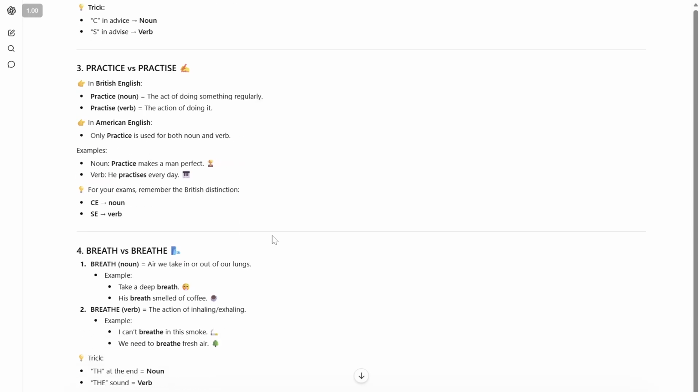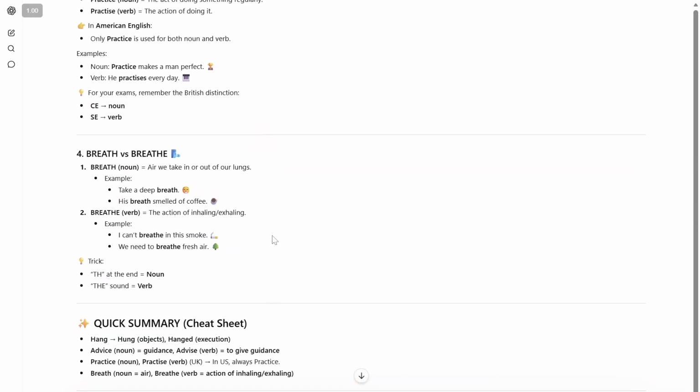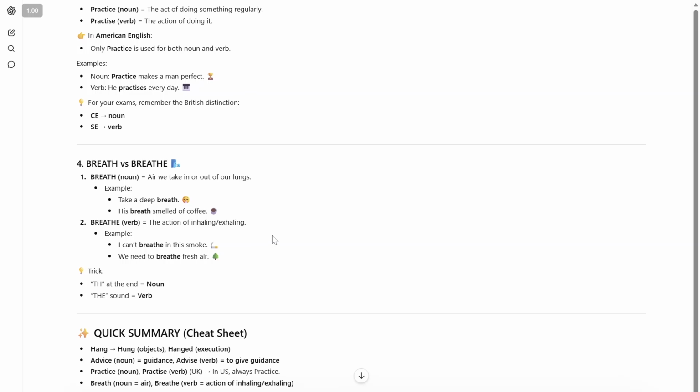Number 4. Breath versus breathe. 1. Breath, noun, equals air we take in or out of our lungs. Example, take a deep breath. His breath smelled of coffee. 2. Breathe, verb, the action of inhaling, exhaling. Example, I can't breathe in this smoke. We need to breathe fresh air. Trick: the TH at the end equals noun. The TH sound with E equals verb.